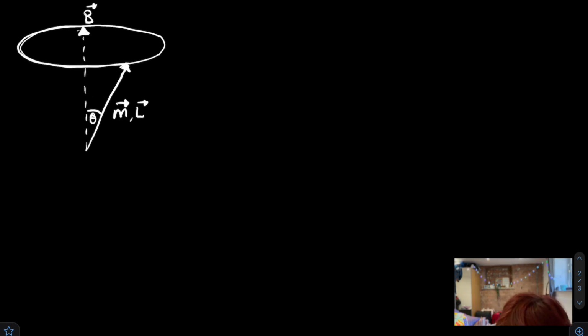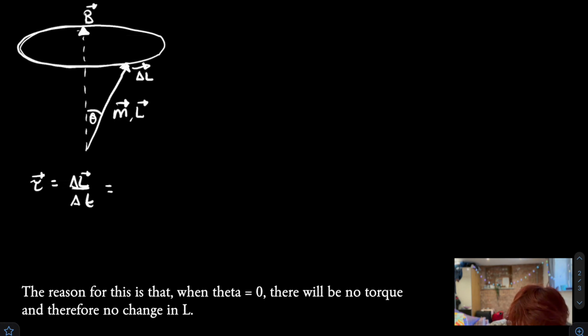But of course, because the magnetic dipole moment is proportional to the angular momentum itself, the change in angular momentum, delta L, will actually be along this kind of circle right here. So let's go ahead and write out what the torque is in terms of the angular momentum. We said that torque is delta L divided by delta t. Well, the angular momentum in the same direction as B is of course L sine theta. So for delta L, we can write L sine theta.